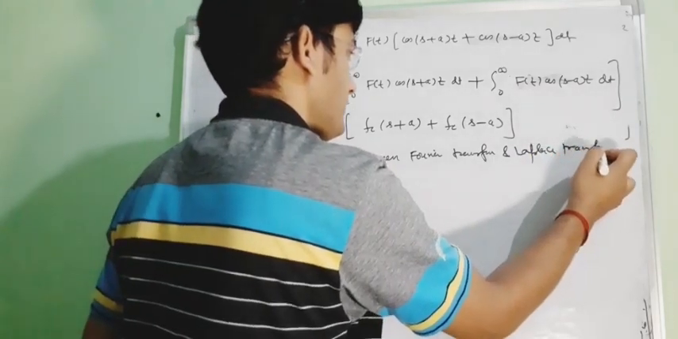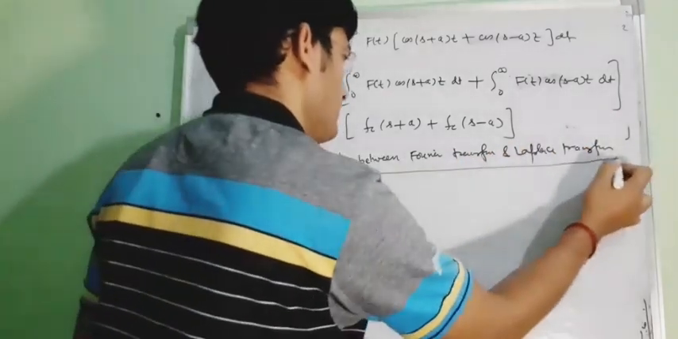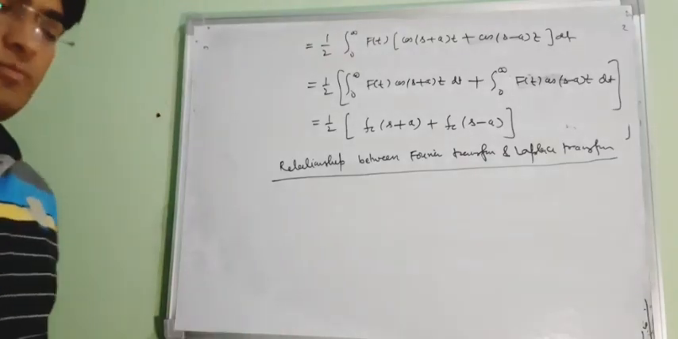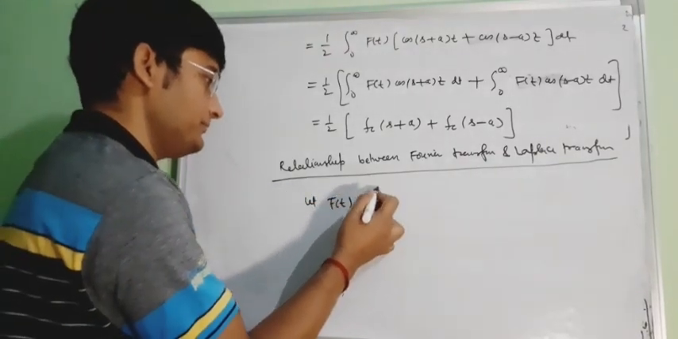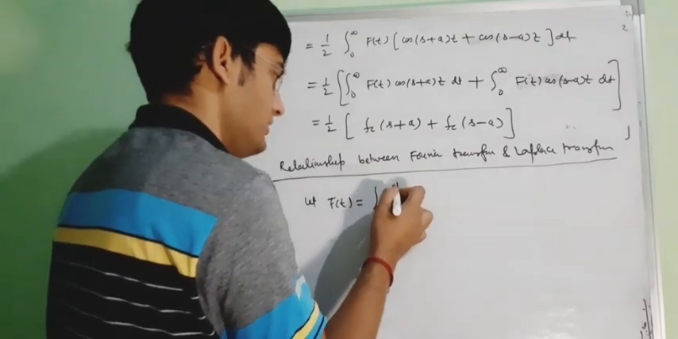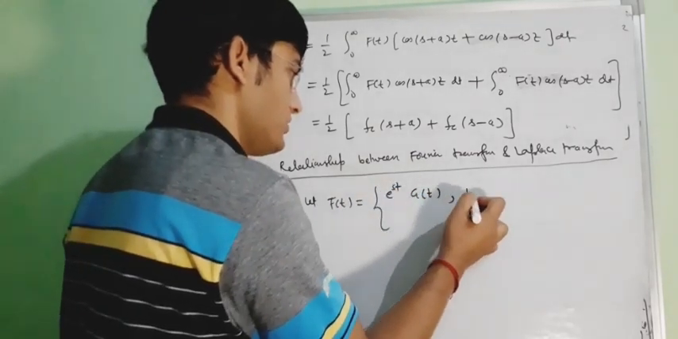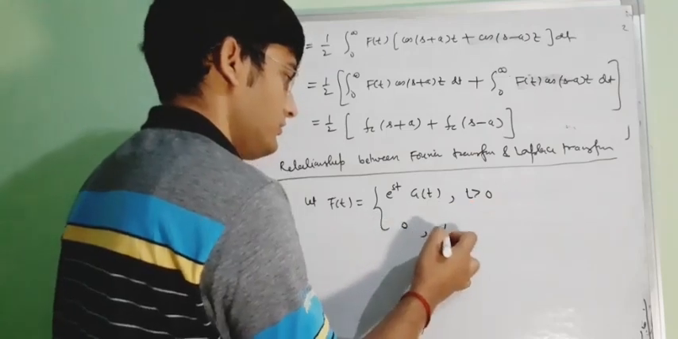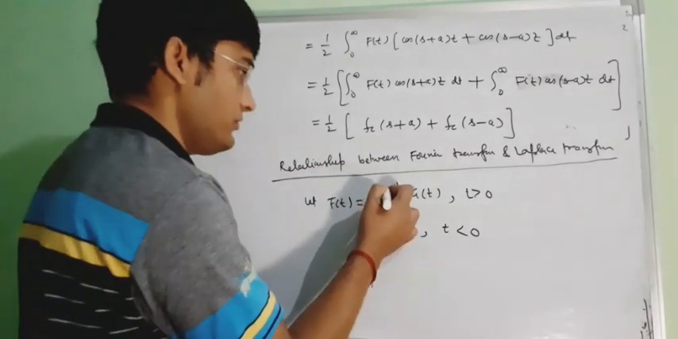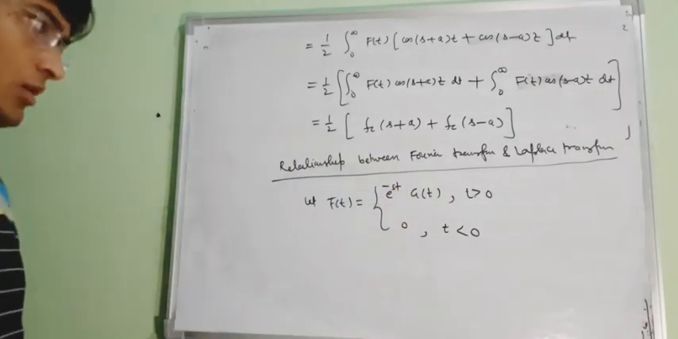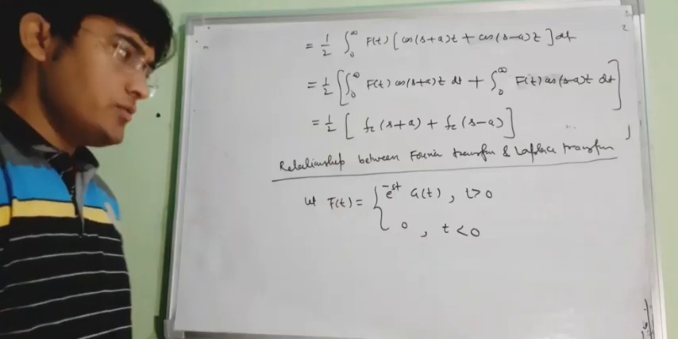Let's see, is there any relationship between these two transforms? For that, let us consider the function f(t) equal to e to power st into g(t), when t is greater than 0, and 0 for the remaining cases. So let us consider this function, and here let us assume e to power minus st. Let us find out its Fourier transformation.